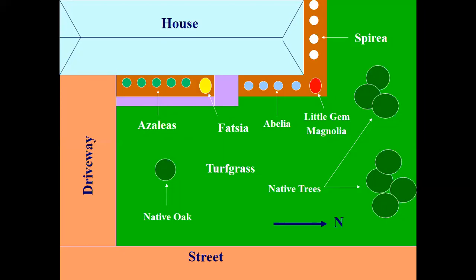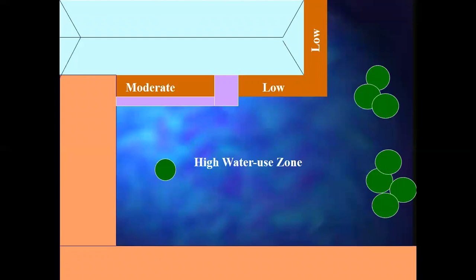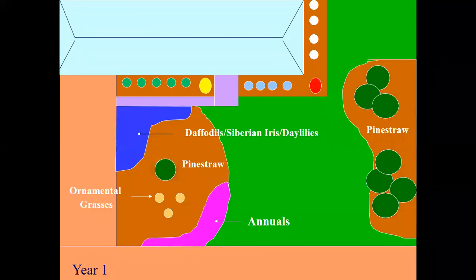See all this turf grass. This is what you have right here. This is the high water use zone, low and moderate. It's mostly high water, and we want to change that. So let's do some changes here. So we change it, and we retrofit it, and you can see right here what we have as high water use zone.